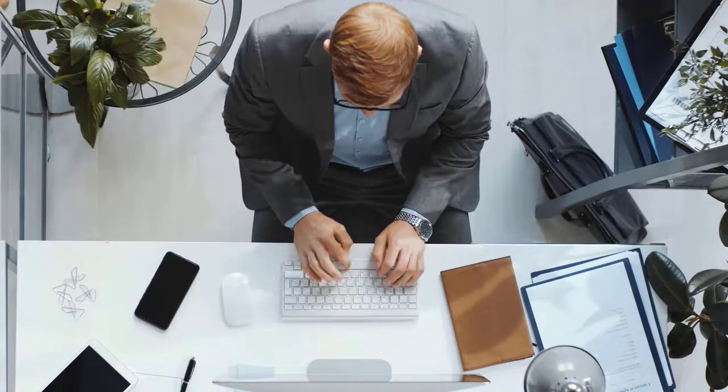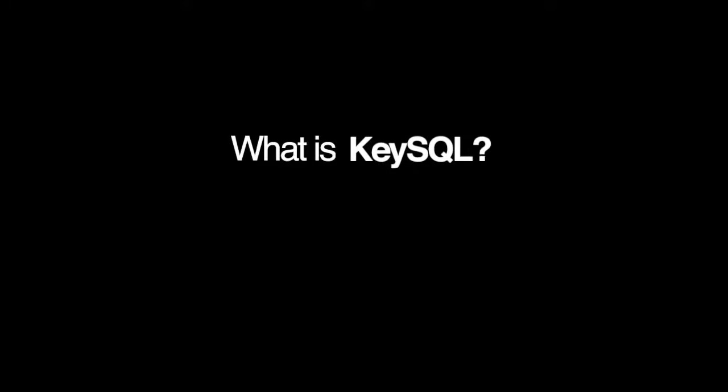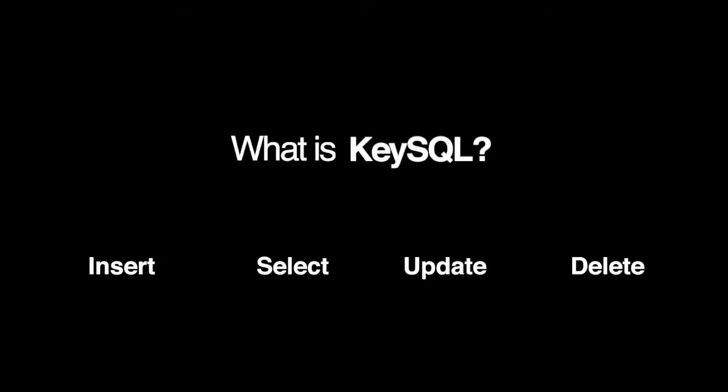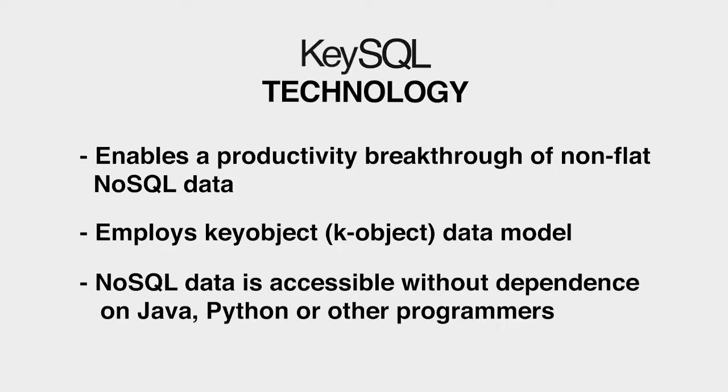These examples are based on a sample JSON dataset that is popular in the MongoDB world. What is KeySQL? KeySQL is a universal database for non-flat data with SQL-like statements such as insert, select, update, and delete. KeySQL enables a productivity breakthrough in handling of non-flat NoSQL data. It employs a keyobject data model that dramatically simplifies data modeling and maintenance. NoSQL data is accessible to data analysts and data scientists without dependence on Java, Python, or other programmers.